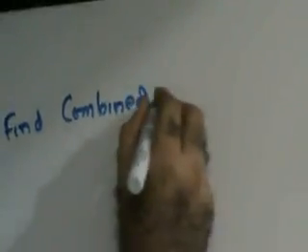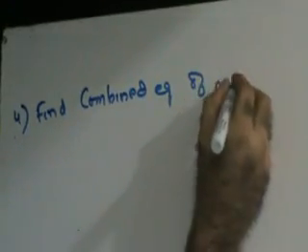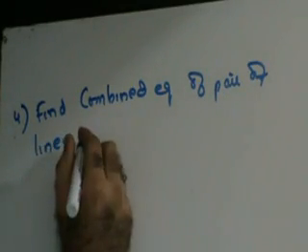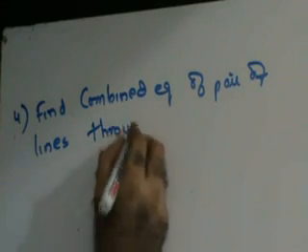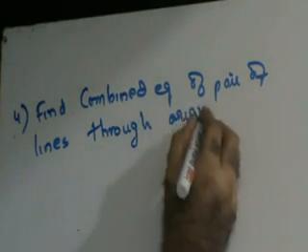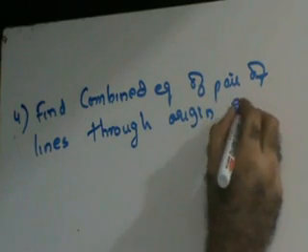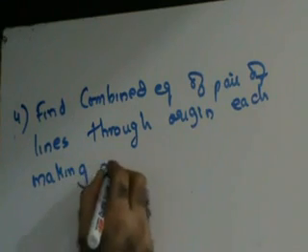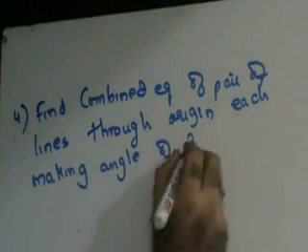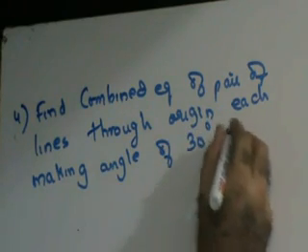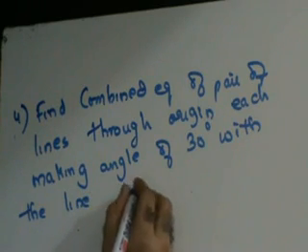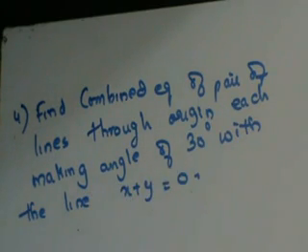Find combined equation of pair of lines through origin, each making angle of 30 degree with the line x plus y is equal to 0.